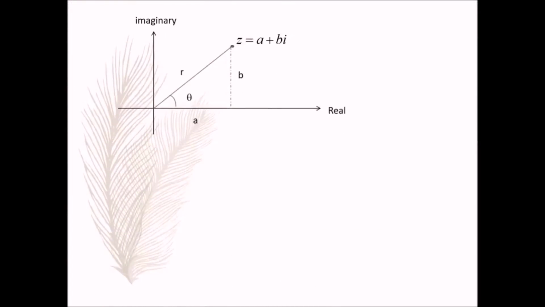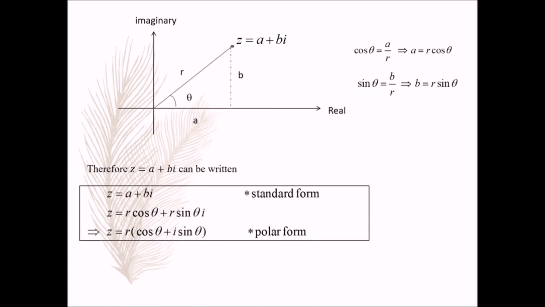This is a triangle, and from the triangle we know that cos theta equals a over r, which is a equals r cos theta, and also sin theta equals b over r, which is b equals r sin theta. Therefore, z equals a plus bi in standard form, and z equals r (cos theta plus i sin theta) in polar form. That is for the magnitude of z.